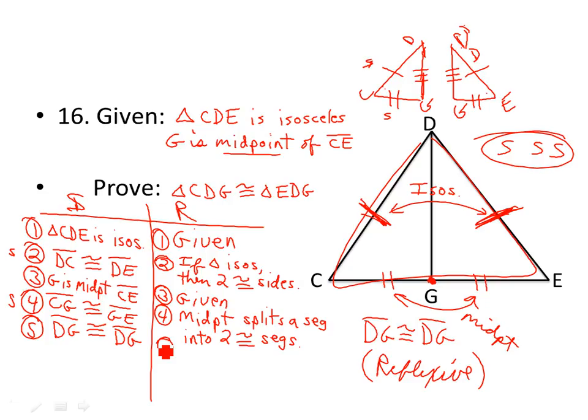Reflexive property. What's reflexive property say again? That when an object reflects over itself, it's the same. Anything equals itself. Reflexive property. All you're going to write right here is reflexive property. Please spell it right. It's not reflective property. It's reflexive. All right?